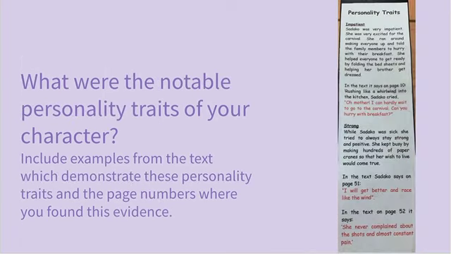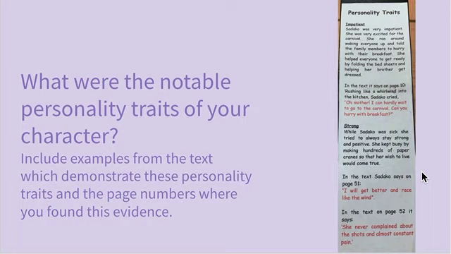Okay, the next panel would be the personality traits. So what are some notable personality traits of your character? You once again have to show examples from the text and the page numbers where you found this evidence. So the two personality traits that Sadako had was she was very impatient, and I've written a little bit of information about how she was impatient with a quote showing how she was impatient. And then she was also very strong towards the end when she was quite sick.